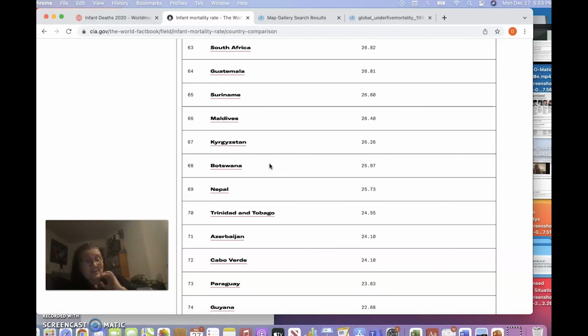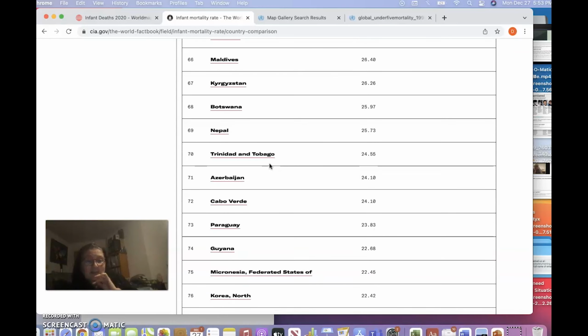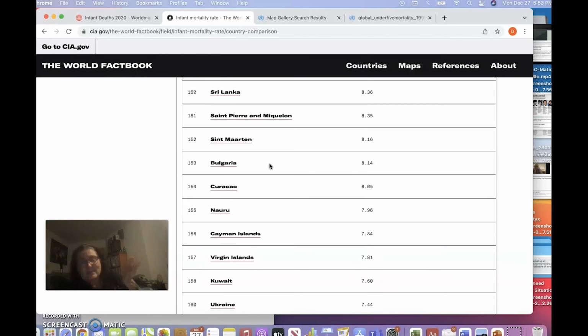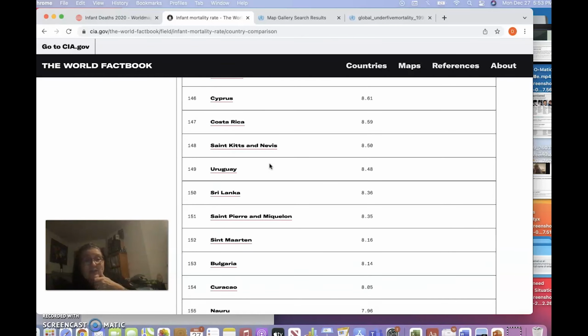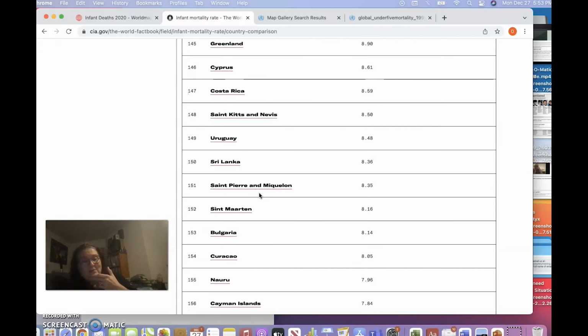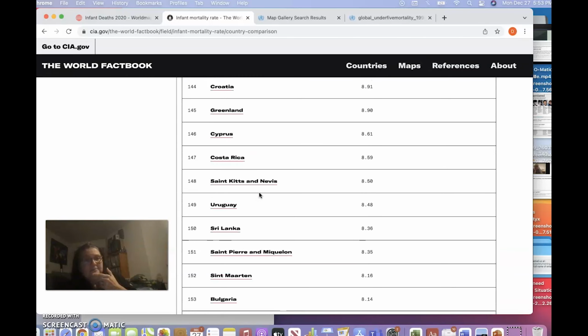It's one of the sustainability goals, which at the end of all of this, I will come back to, the sustainable development goals. And when we go to the bottom of the list, not the bottom, but the lower infant mortality, these are a lot of the island nations, countries that have a significantly elderly population with not a lot of babies, and also the richer countries.